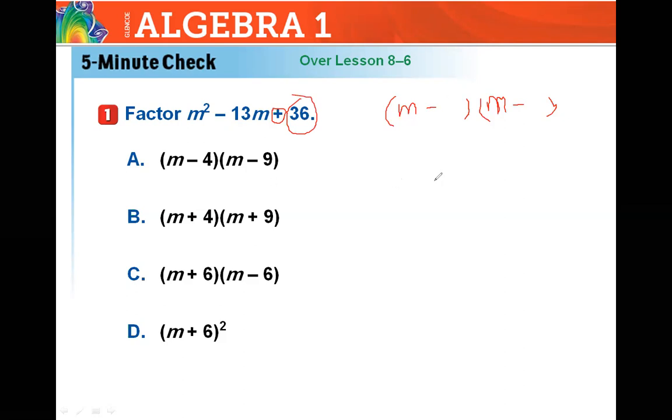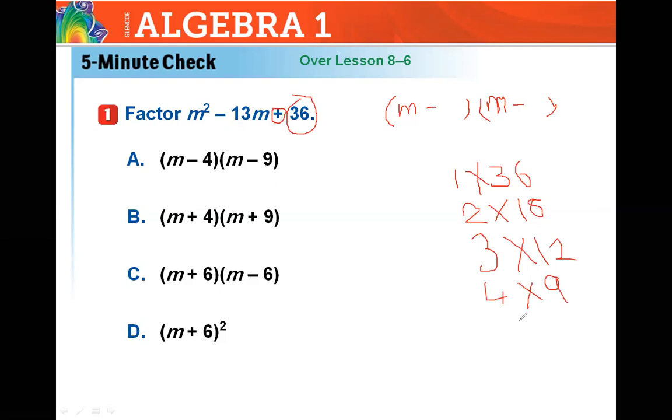What times what equals 36? Give me the factors of 36. 1 times 36. 2 times 18. 3 times 12. 4 times 9. We don't have 5. 6 times 6.